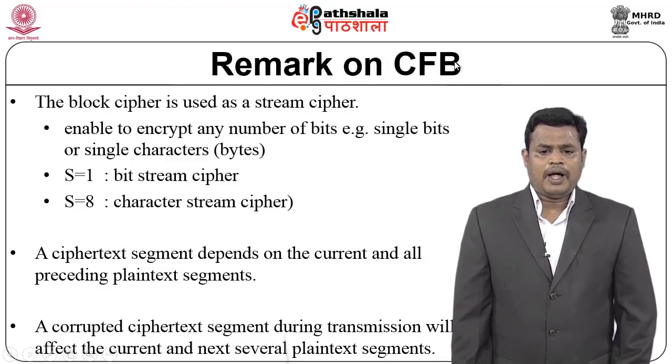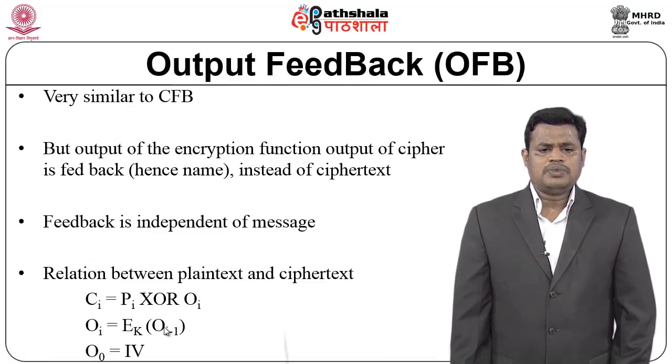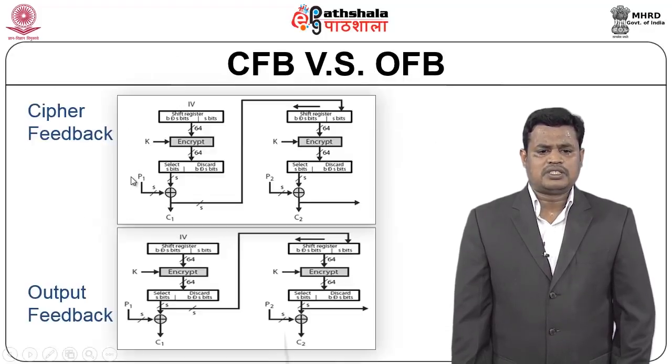So, the drawback here is that when there is a corrupted bit, it is definitely going to affect the entire message. Next comes the mode of operation called output feedback. It is very similar to the last one, cipher feedback, but the change here is that the output of the encryption function is going to be fed back as the input for the encryption process.